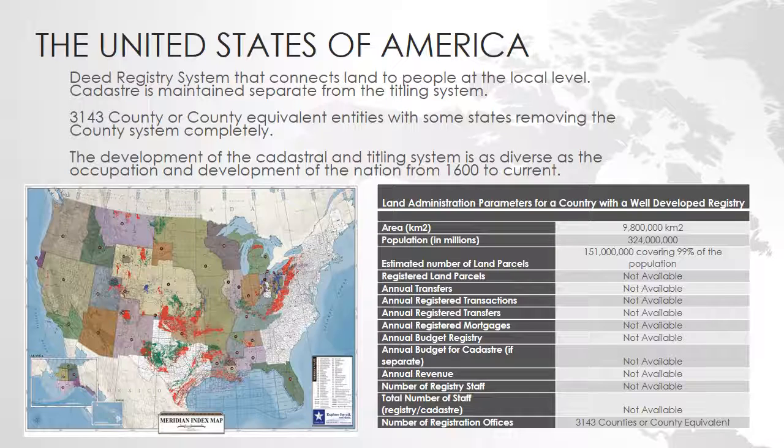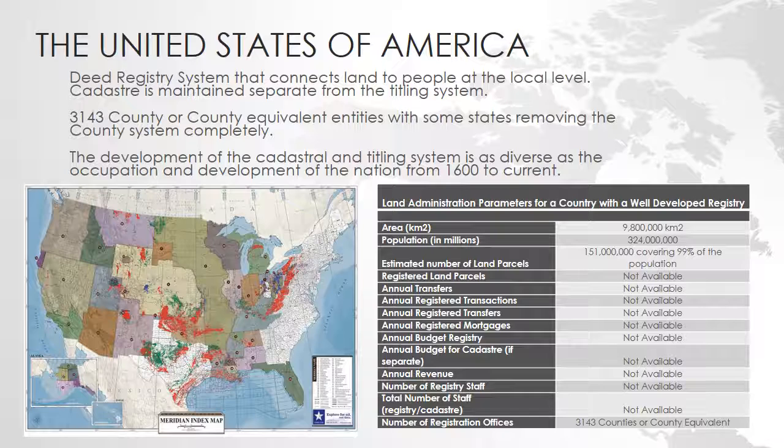It has a deed registry system that connects land to people at the local level. The cadastral is maintained separate from the titling system. In the United States, there's about 3,000 county or county equivalent entities, with some states even removing the county system completely. And the development of the cadastral and titling system is as diverse as the occupation and the development of the nation from 1600s to current.